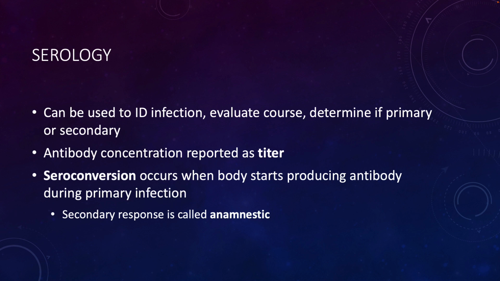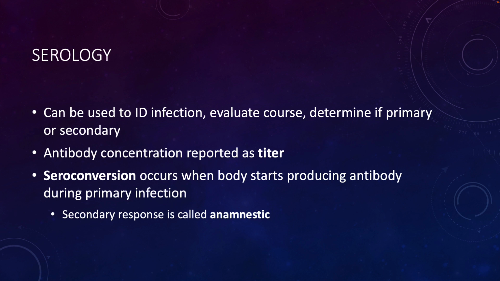You can evaluate the course of the infection, so you can look for the antibodies that can tell you it's been a longer infection than before. You can determine if it's primary or secondary. What we'll talk about when we talk more about antibodies in the immunology section is how you have a switch from IgM to IgG. And so looking at the ratio can tell you the course of the infection or if it's a secondary infection. We report the antibody concentration as a titer.